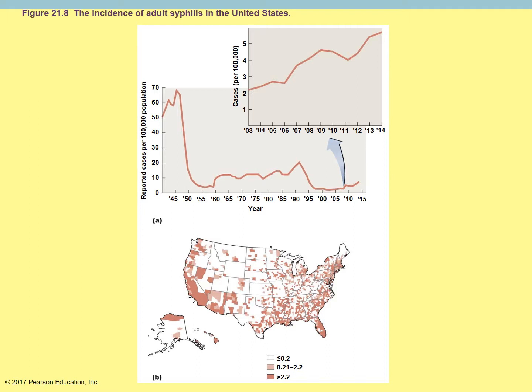This graph on the upper portion of the slide shows the incidence of cases of syphilis here in the United States. You can see it was relatively high, and then from the early to mid 50s through about 1960, there was a dramatic decrease, and then it started to increase with a spike in the early 90s. Then it decreased again, and on the inset you can see, unfortunately, the number of cases are increasing again. And then the map of the United States shows the prevalence by location.